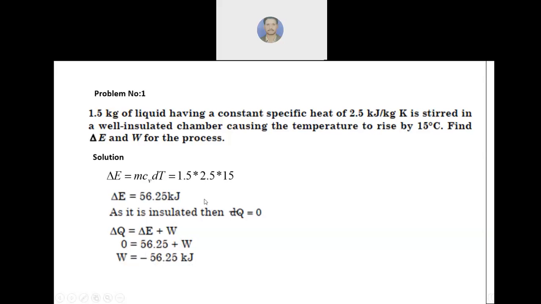So this is how you will solve a simple problem based on the first law of thermodynamics. You have to see the question carefully. What are the inputs given there? Note them down. You should know what the first law of thermodynamics is. Write it down, put the values, and you will get the unknown parameters. So this is how you solve this problem.